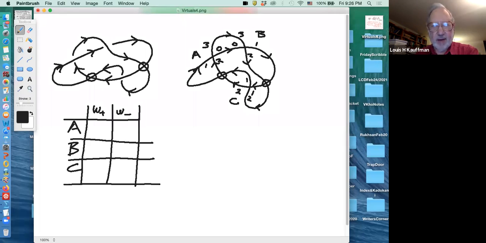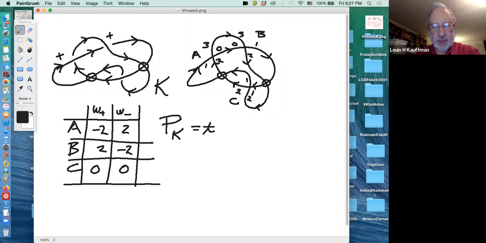So at A, we have 1 minus 3 is minus 2, and 2 minus 0 is 2. Those are the weights at A. At B, 3 minus 1 is 2, and 0 minus 2 is minus 2. And at C, 2 minus 2 is 0, and 1 minus 1 is 0. No weights at C. This is positive, and that one's positive. So if we call this K again, then we get P_K is equal to t to the minus 2 plus t squared minus 2.